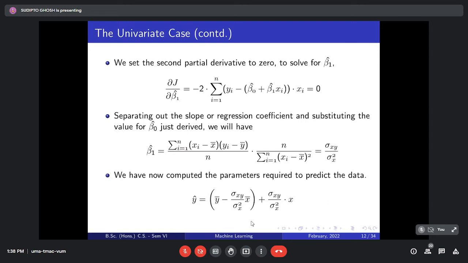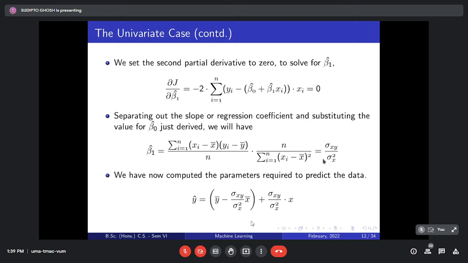If you see this in some statistics books, this term is the covariance between x and y. In the denominator you will have xi minus x mean, all squared, and this term right here is 1 over the variance. Variance, why? Because we are subtracting the mean of x from all the x values, computing its square and summing it up, divided by n. That is the variance, and that is in the denominator. So the covariance between x and y, where x is a feature and y is the target, divided by the variance of the feature. That gives us a very small representation for our beta 1.